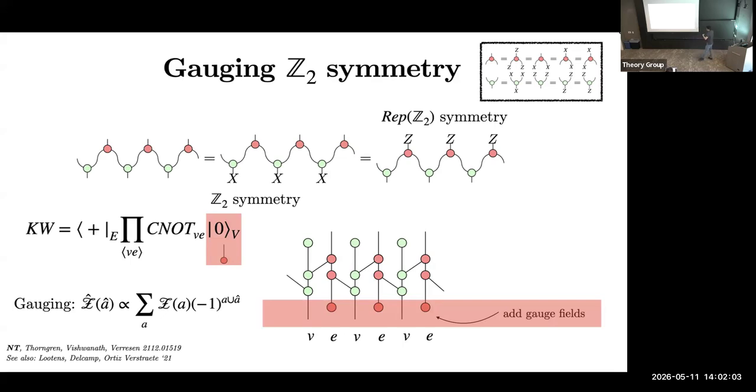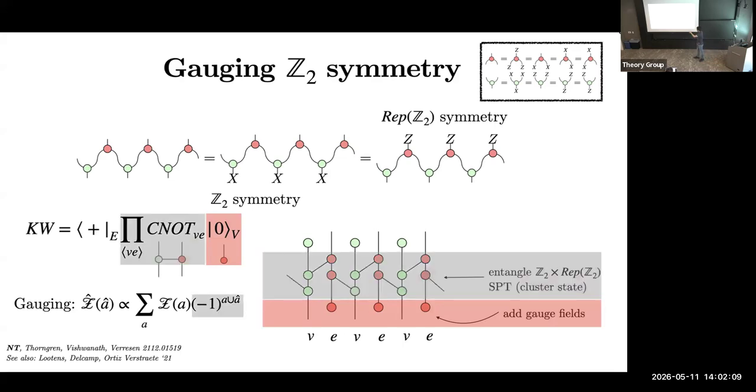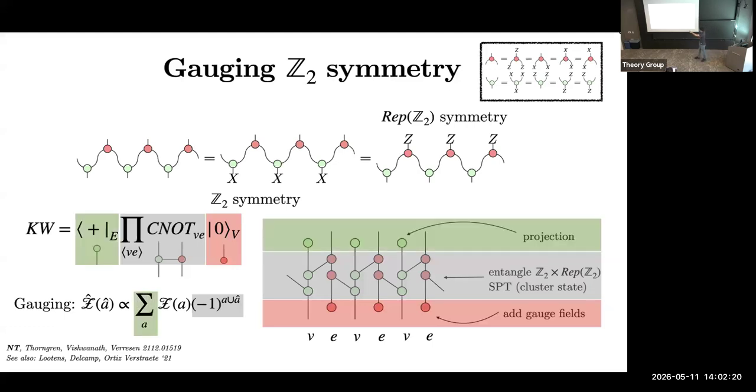One can actually do that by doing a basis transformation and then performing a projection. The basis transformation turns out to be related to something called a Z2 times Z2 SPT, a symmetry protected topological phase. So you do this basis transformation, and then you do this projection. It turns out that these two together project you into the Gauss law sector of the local symmetry. And from the field theory perspective, you can think of it as the following.